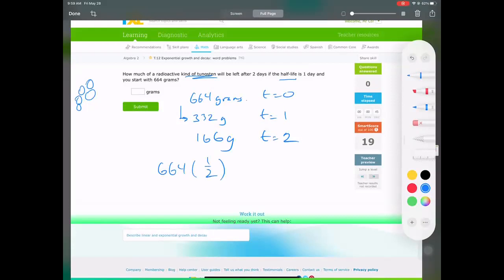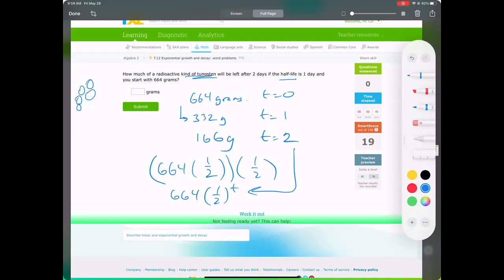And then after the next day, I'm going to take this answer and multiply this by half. So at every iteration, I'm halving it. It's a nice whole half. So it's really 664 times 1/2 to the t power. And the t is the number of iterations we want to do.